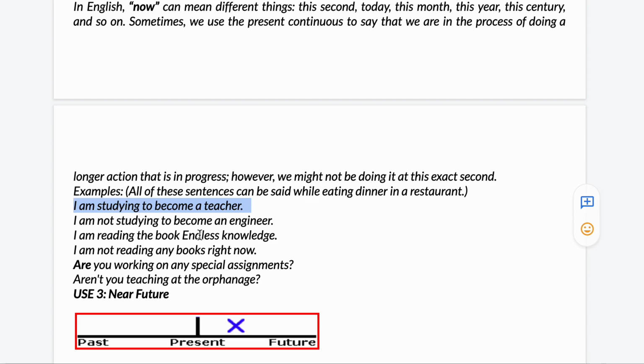I am not studying to become an engineer. I'm reading the book Endless Knowledge. This is the name of a book. I'm not reading any books right now. Are you working on any special assignments? Are you teaching at the orphanage?